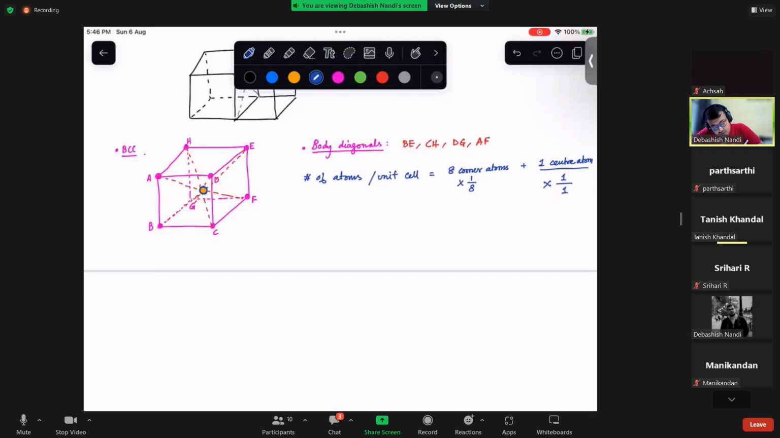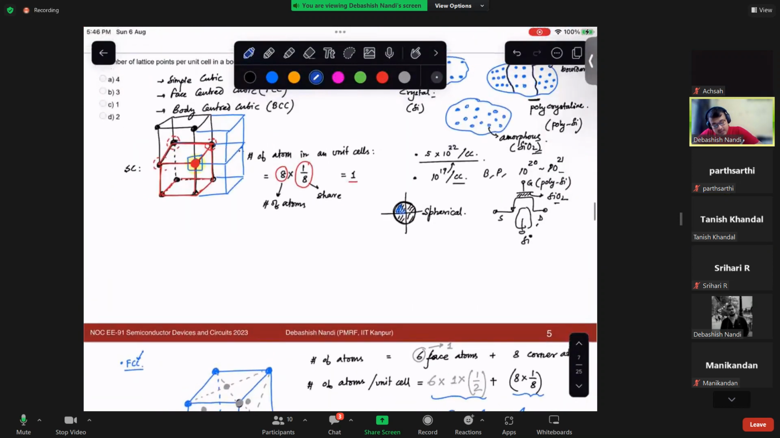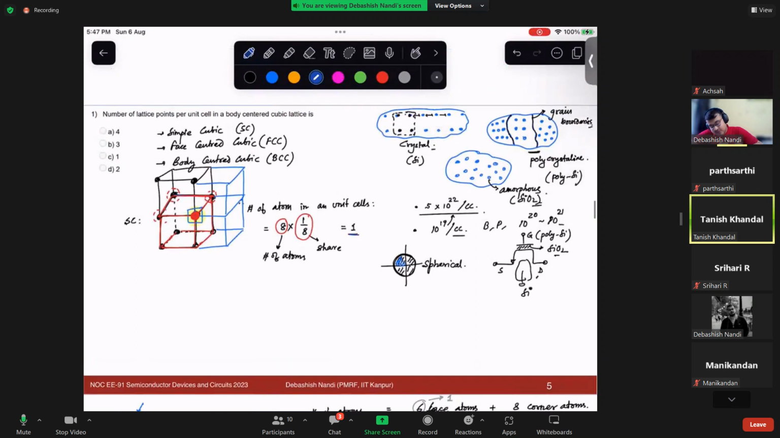So how many atoms do you have? You have one from this and one from this, so 2, right? So for body diagonals per unit cell we have 2 atoms. Face diagonals we have 4 and simple cubic we have 1. Our question was the number of lattice points. By the way, lattice points are wherever these atoms are located. So the number of lattice points per unit cell in a body centered cubic lattice is 2.